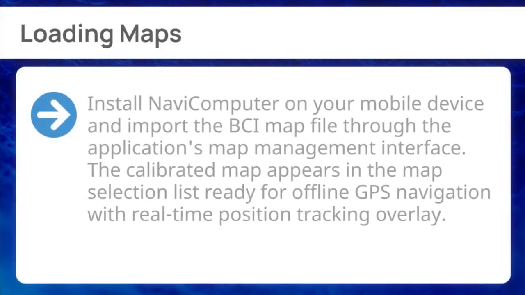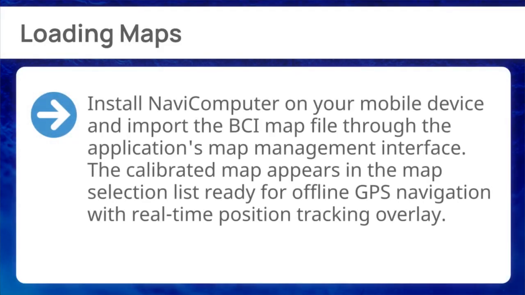First, loading maps. Install NaviComputer on your mobile device and import the BCI map file through the application's map management interface. The calibrated map appears in the map selection list, ready for offline GPS navigation with real-time position tracking overlay.